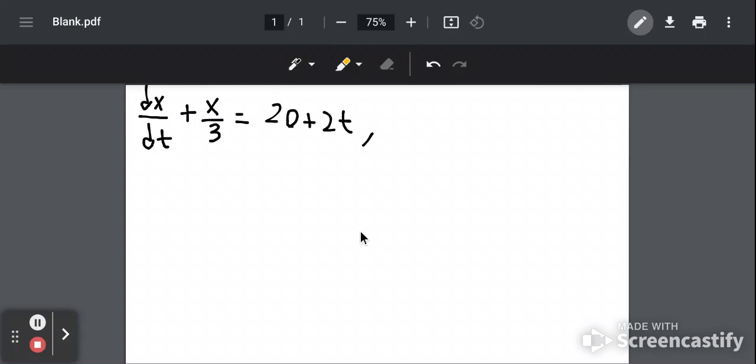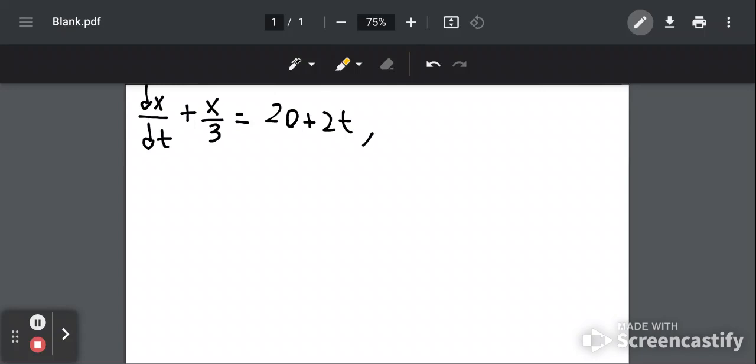Hi, I'm Kian, and in this video I'm going to show you how to solve a linear non-homogeneous differential equation. So here we have our differential equation, dx/dt plus x over 3 is equal to 20 plus 2t. Here we have a function x, which is in terms of t, a one-variable function, and we want to solve for the function x.